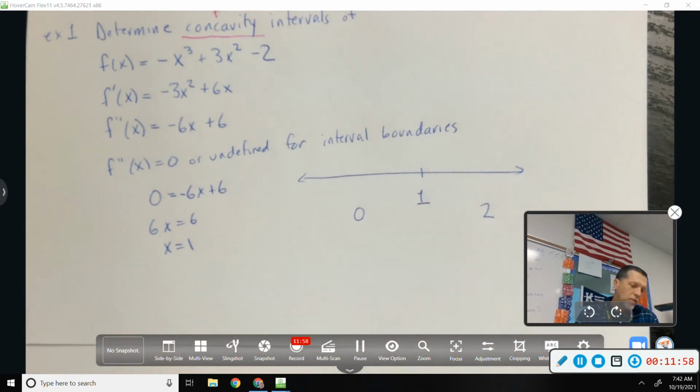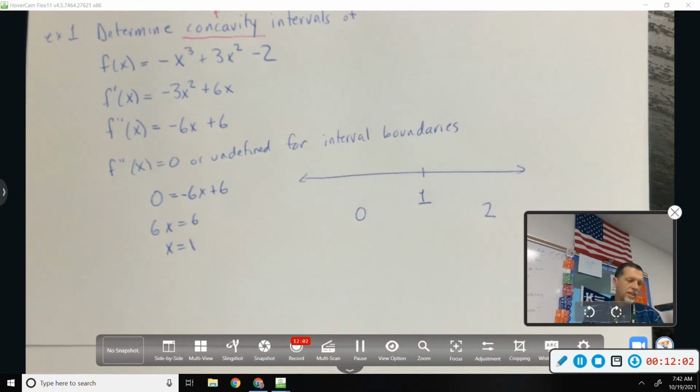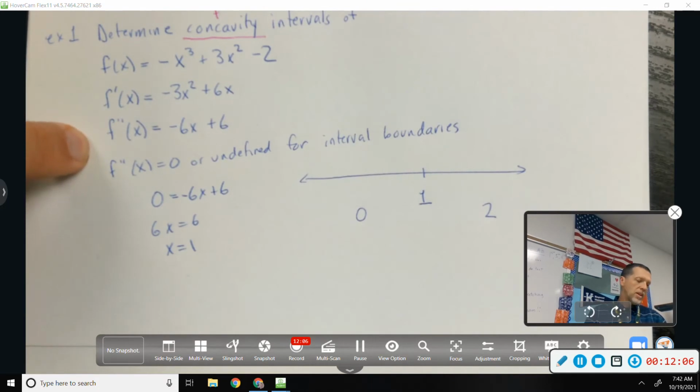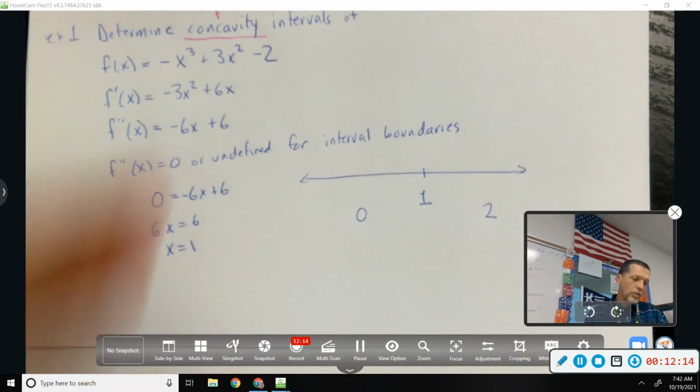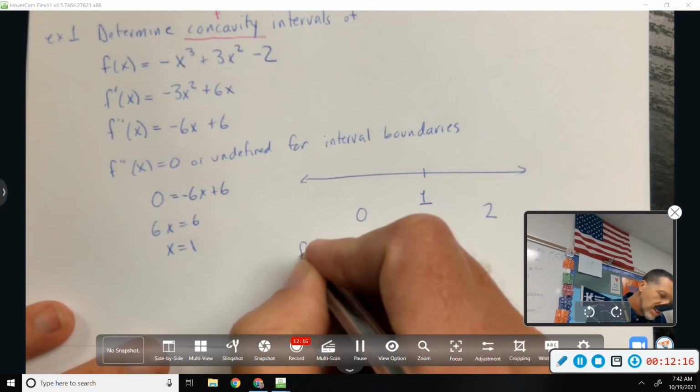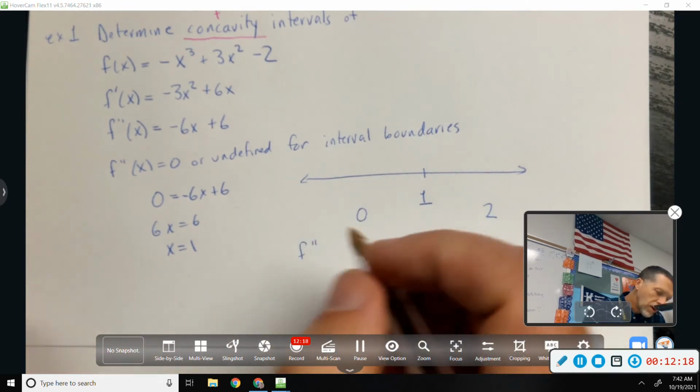And now we have to be extra careful because when I ask where do you want to plug that in, there's 3 options. We have f, we have f prime, and f double prime. Which one do we want to plug it in? Double prime, because double prime tells us concavity, and that's what we're looking for. So f double prime.